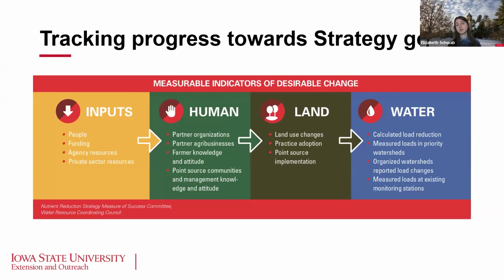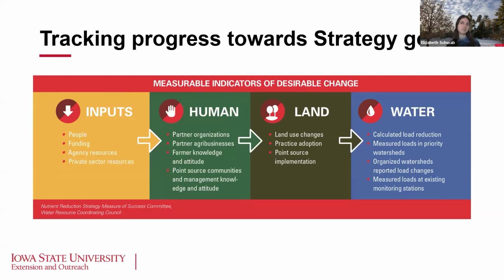As far as the land indicator goes, we're looking at point source implementation. Are we meeting facility improvement goals? Looking at current land use and land use change over time. So what are we doing on the landscape? And then the extent of conservation practice adoption. What does that look like now? How has that changed throughout the years?